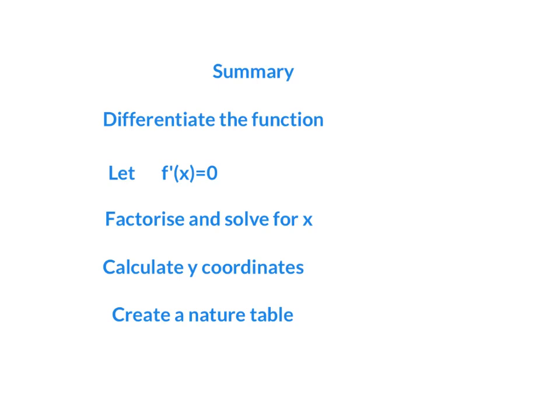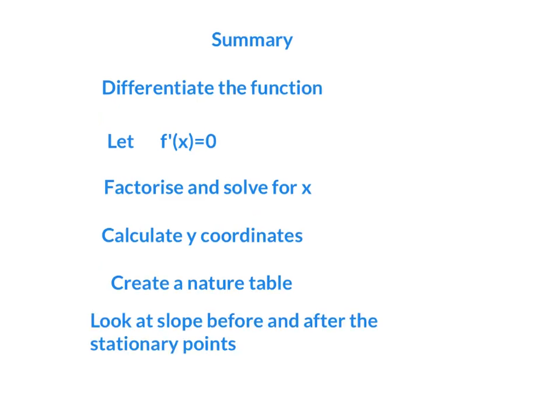Once we have the stationary points, we create a nature table for each one. Within the nature table, we looked at the slope both before and after the stationary points so that we could determine the nature. When we were looking at the slope before and after the stationary points, we were substituting those values into the derivative because we were calculating gradient rather than an actual point. By looking at the nature before and after the slope, we were able to conclude what the nature of our stationary points actually were.